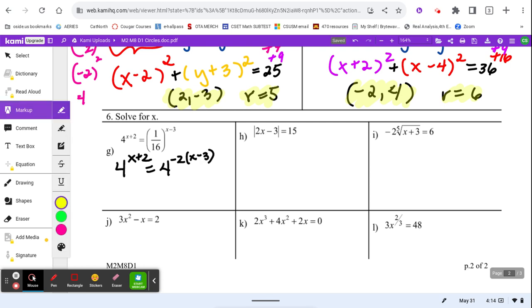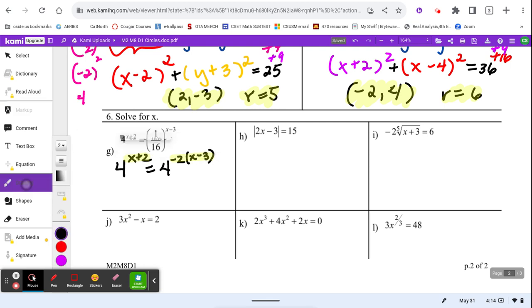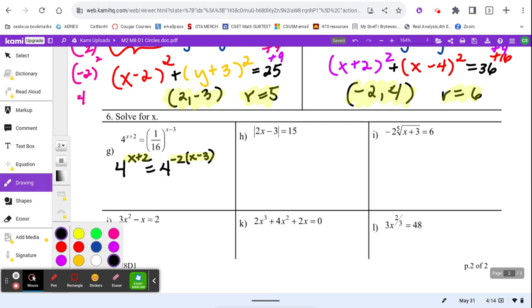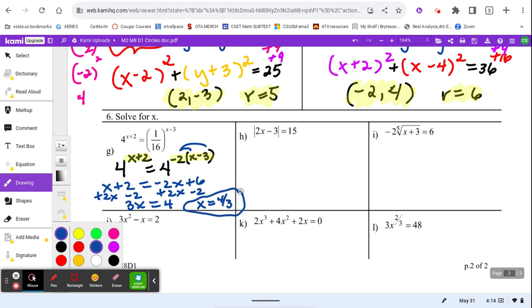Now that I've got the same base, I'm able to do an exponential equation by writing just the powers equal to each other. So I'm going to say that x plus 2 is equal to negative 2x plus 6. Do you see how I'm distributing that? And then let's add 2x's to both sides and minus 2 to this side. So I'm going to get 3x equals 4, and my final answer is just 4/3.